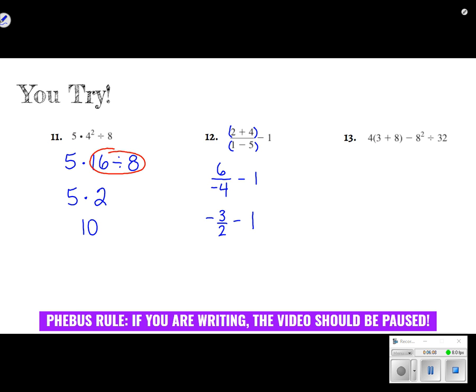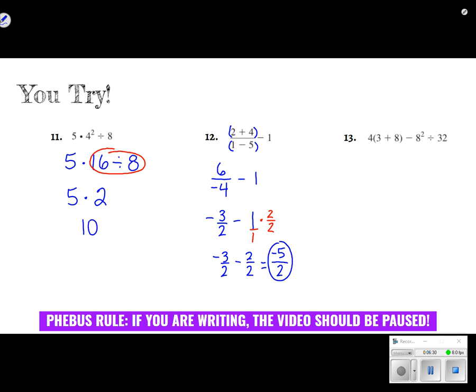So the nice thing would be to get a common denominator. So we should multiply this 1 by 2/2. And we end up with -3/2 minus 2/2. And they have a common denominator. -3 minus 2 is -5/2. So that's what I would say my final answer is.